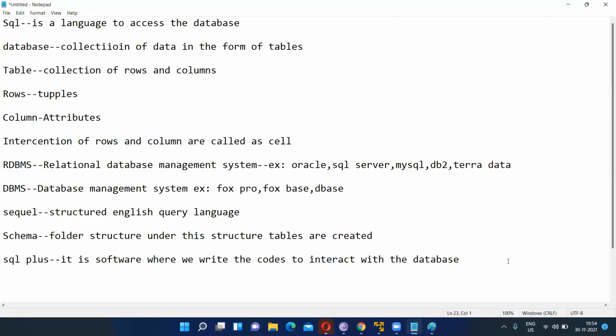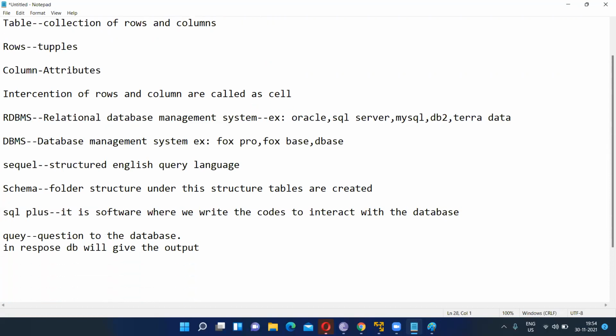Then we have to learn the query. Query is nothing but questioning to the database. And then in response, the database will give the output, the answer. As per the question, as per the query, we'll get the output. This is nothing but a query. So these things are the basics of SQL, which you should know very, very clearly.